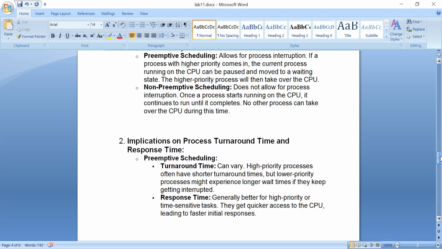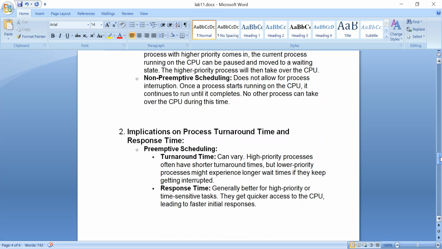Okay, implications on process turnaround time and response time. In preemptive scheduling, turnaround time can vary. High priority processes often have shorter turnaround times, but lower priority processes might experience large wait times if they keep getting interrupted.